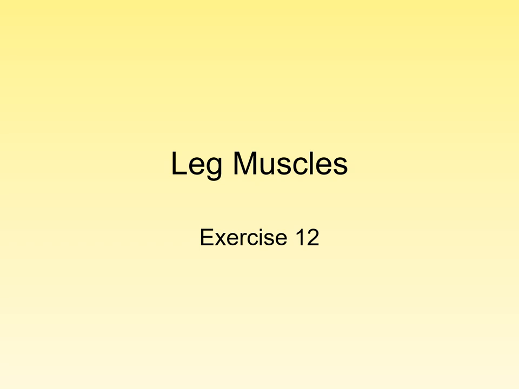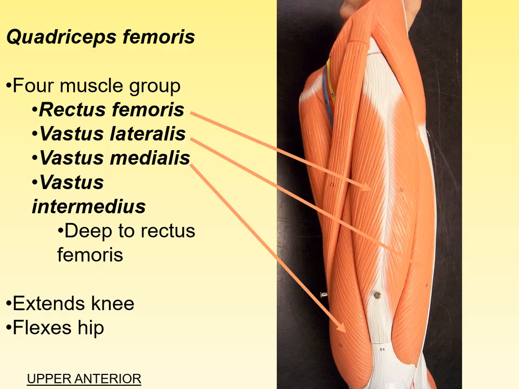This is exercise 12. It's dealing with the leg muscles now. Once again, we're just going to go through these models where we have pointed out some of the major muscles. You need to be familiar with the names of them. Can you identify the location of them? In terms of what type of movement, that all kind of falls into place.